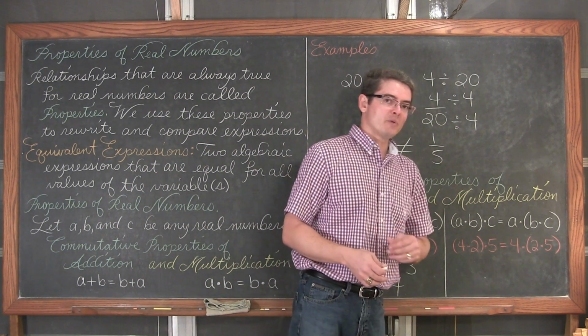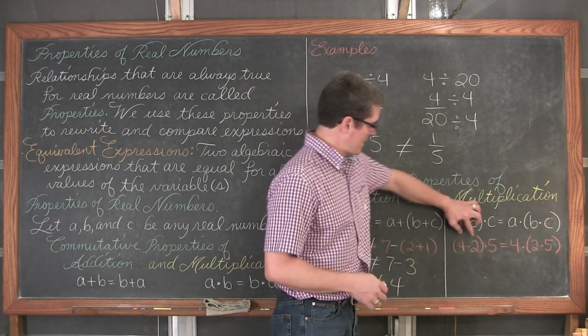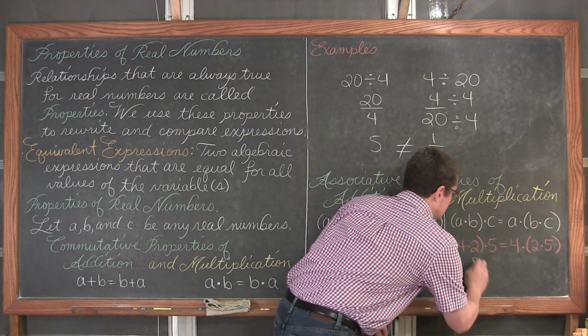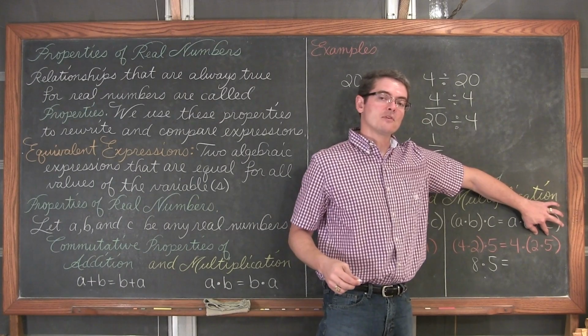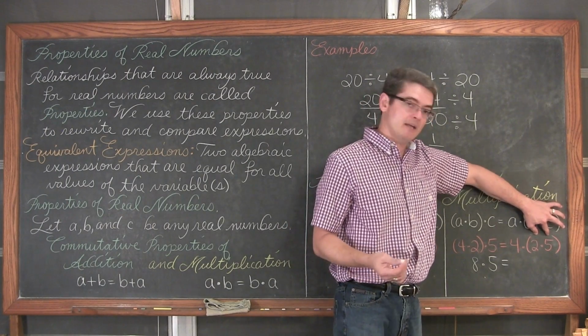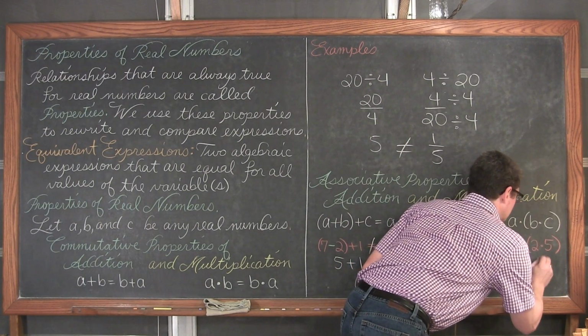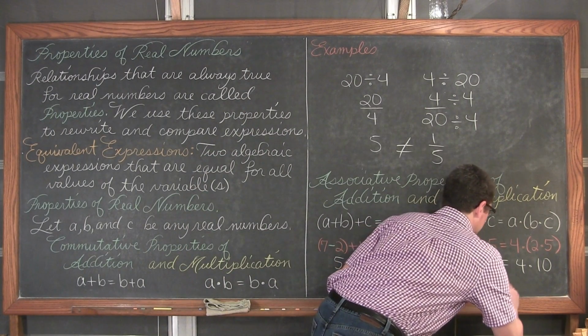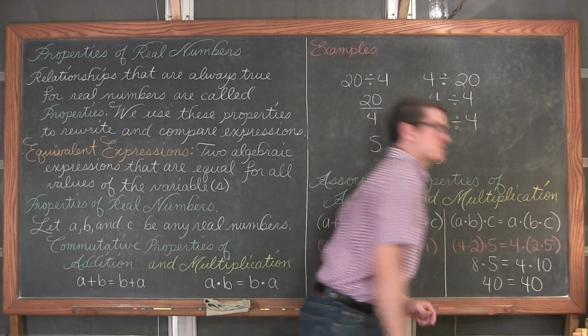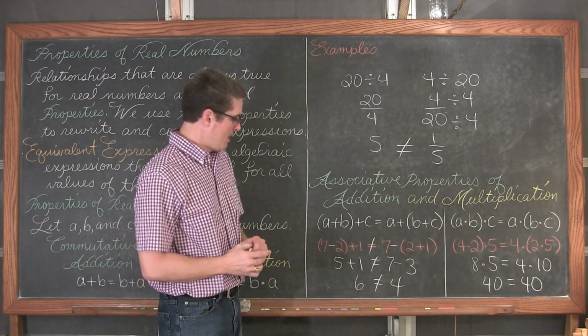And it works with multiplication. I'm not going to do a counterexample for this, but we have 4 times 2 is 8. We have, working in parentheses first, 2 times 5 is 10. And 8 times 5 is 40. And 4 times 10 is 40 as well.